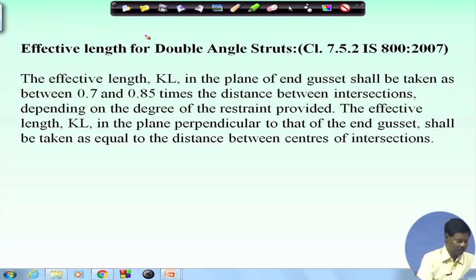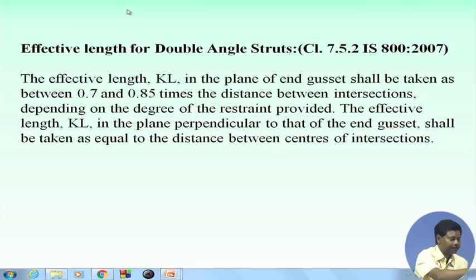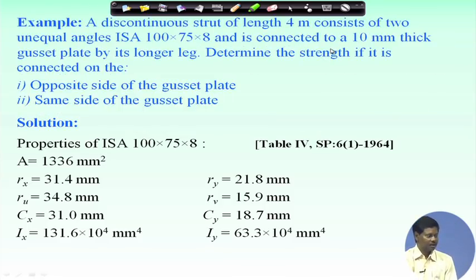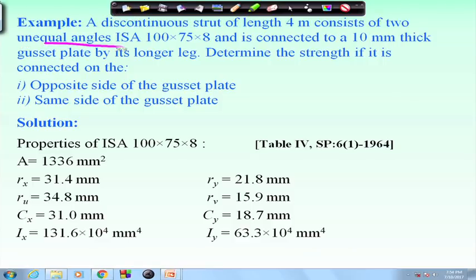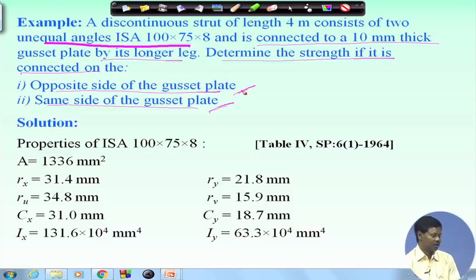So, let us go to one example which is given. A discontinuous strut of length 4 meter consists of two unequal ISA 100 by 75 by 8 and is connected to a 10 mm gusset plate by its longer leg. So, the longer leg is connected to the gusset plate, the thickness of the gusset plate is 10 mm, and the size of the angle is ISA 100 by 75 by 8. Now, find the strength if it is connected on the opposite side of the gusset plate and on the same side of the gusset plate. So, here we will compare the results using these two orientations, and we will see which one is taking more load.